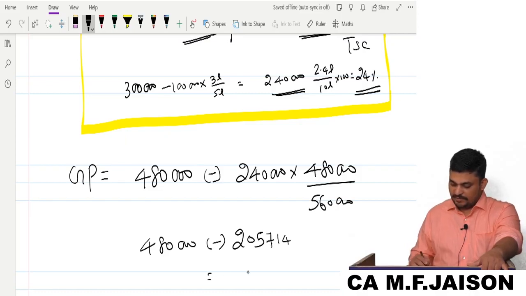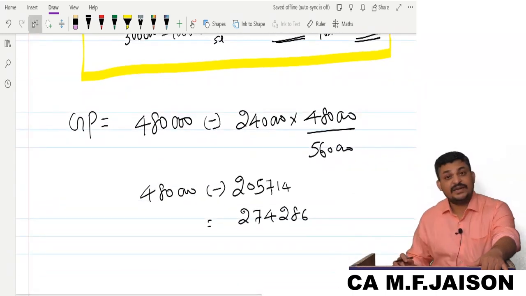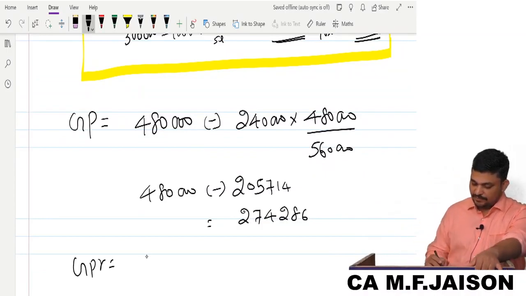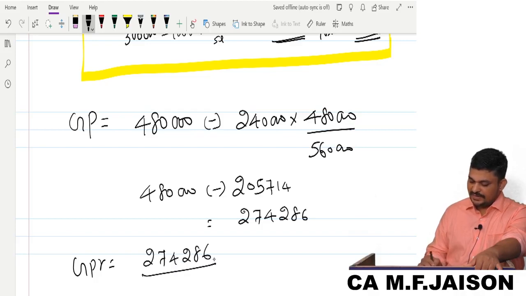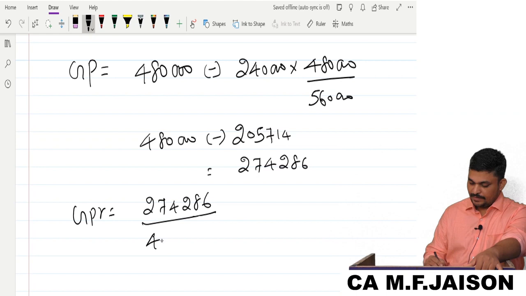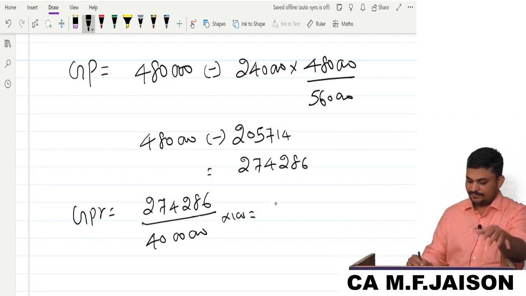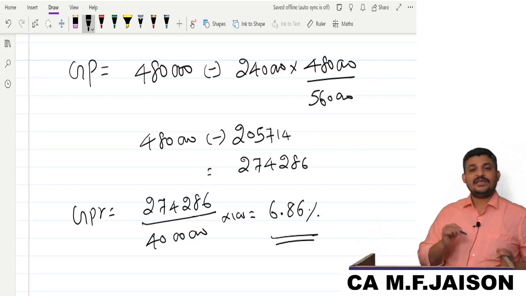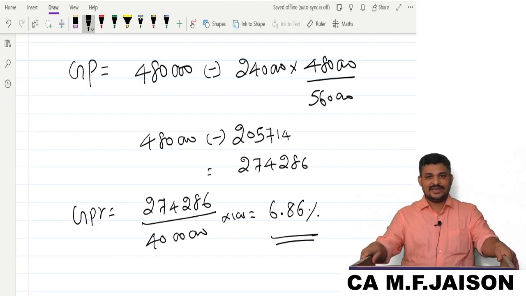So 4,80,000 minus 2,05,714, which is equal to 2,74,286. So GPR equal to 2,74,286 divided by 40 lakhs into 100, 6.86%. This is how you should arrive at that answer, my dear friends, for case B.